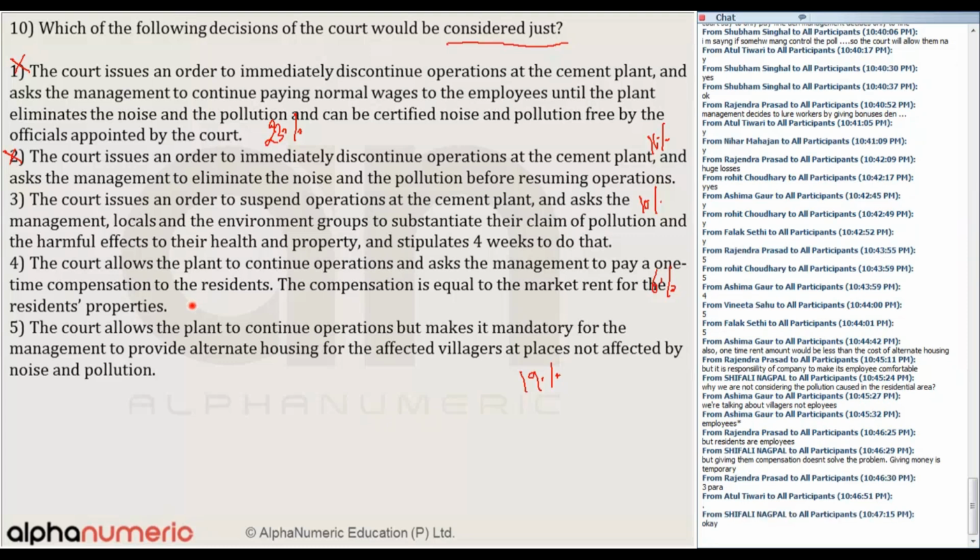Okay. For example, in any company, if your company is sending you to some other places, they also give you compensation for that, right? If they are sending you to the US or UK, they give you the compensation in that case.